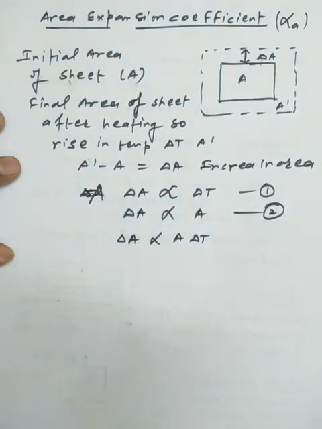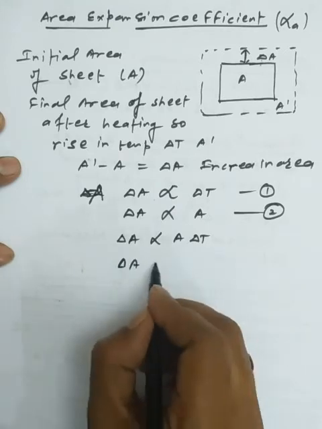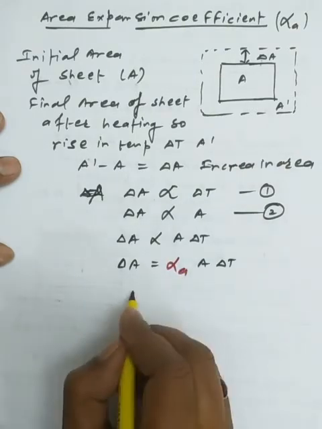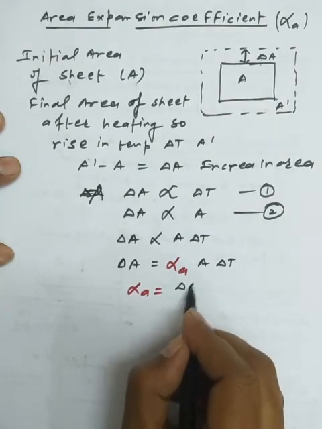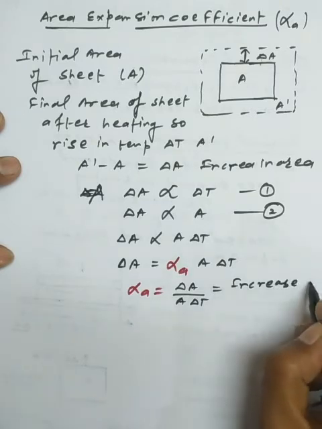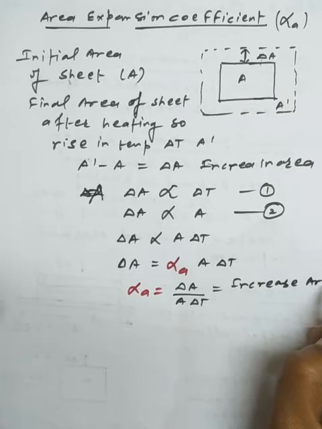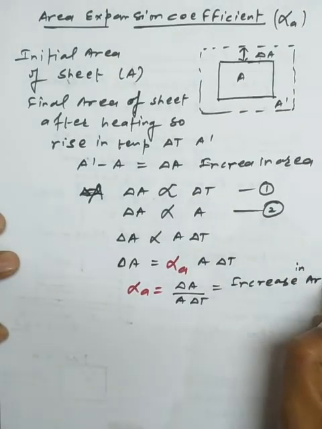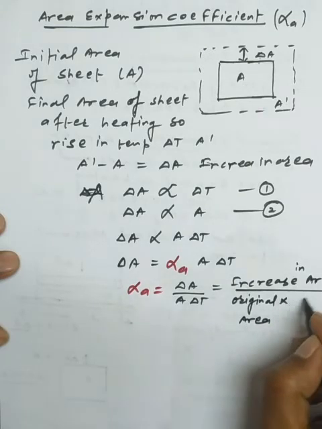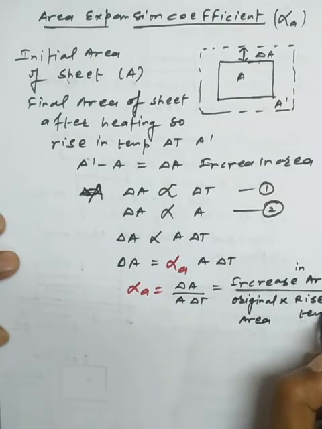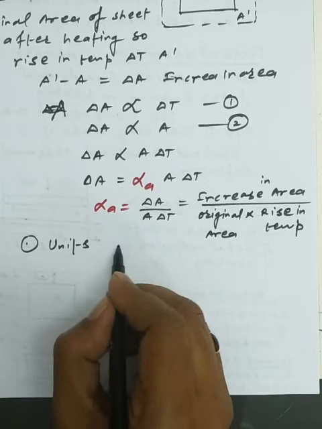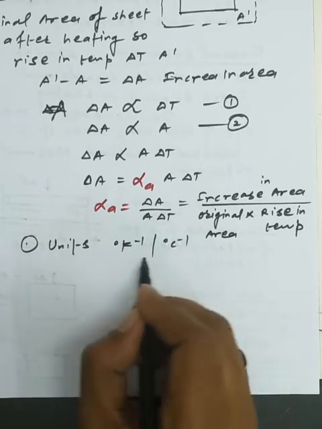As we remove the proportional sign, delta A is equal to alpha A times A delta T. Here I am representing the area expansion coefficient as alpha A. So alpha A can be stated as delta A upon A delta T, that is, the increase in area divided by the original area into the rise in temperature. This is the simplest representation. There are two types of units: Kelvin inverse and degree Celsius inverse.